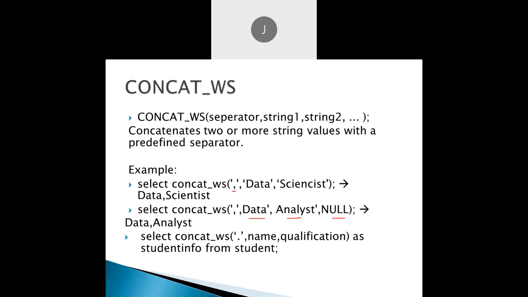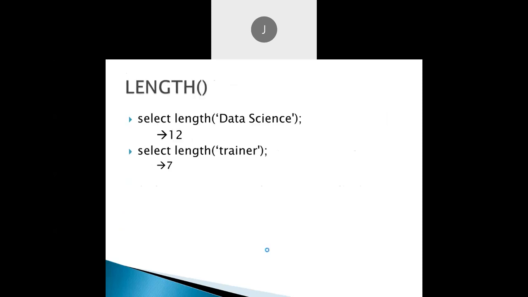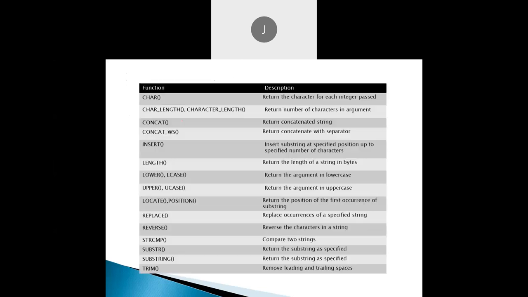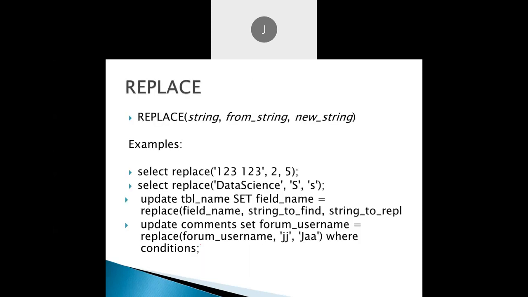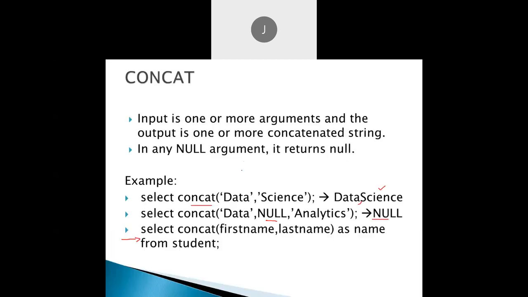So an example is name, qualification as student info from the student table. These two examples I will show, then we will see substring, length, upper, lower and all this. There are many string functions. If you take, you can do anything with a string: reverse string, compare string, all stuff. Whichever is commonly used, those examples we will see. So I will show some examples in this.